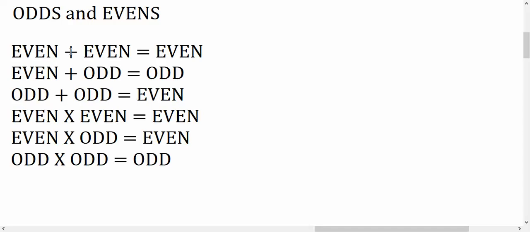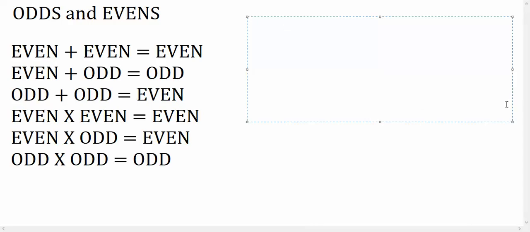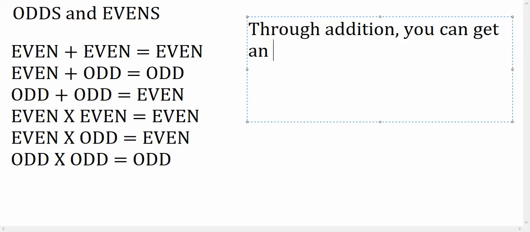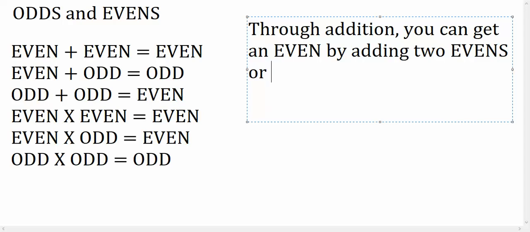So first of all, with addition, we have a number of different ways we can get an even, just by adding two evens together or by adding two odds together. So both of those can lead to an even. So through addition, let's write this, through addition you can get an even by adding two evens together or two odds together. Okay, so that's an important point.